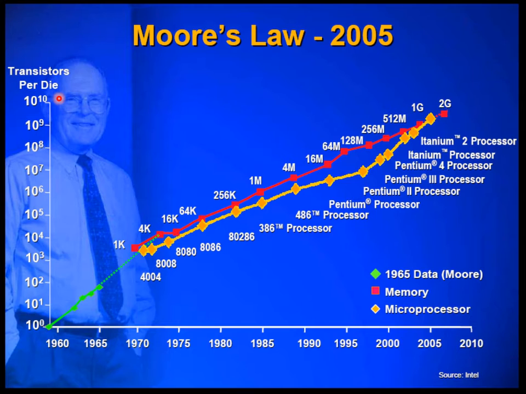This is a semi-log scale. You have a log scale on the vertical axis and the linear scale on the horizontal axis. So it's, by definition, a semi-log scale. And a line on a semi-log scale is an exponential in a linear scale. So this is where we are now. Okay, this is pretty old, actually. It's from 2005. But basically, the line has continued without changing the slope.